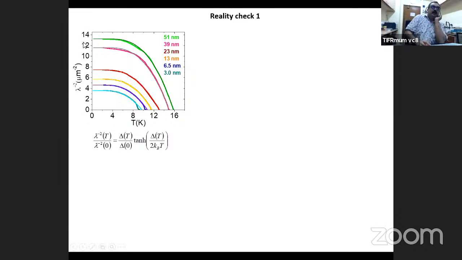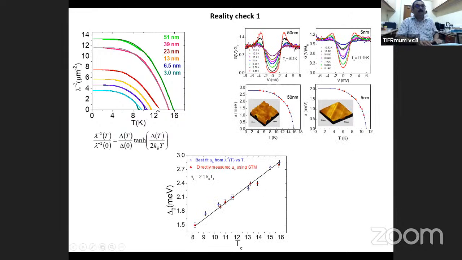So when you are at large thicknesses, you see that it follows BCS theory very well. But then when your thickness is of the order or smaller than the coherence length, you see that suddenly there is a deviation and your superfluid density actually abruptly drops to 0 instead of following the BCS curve.